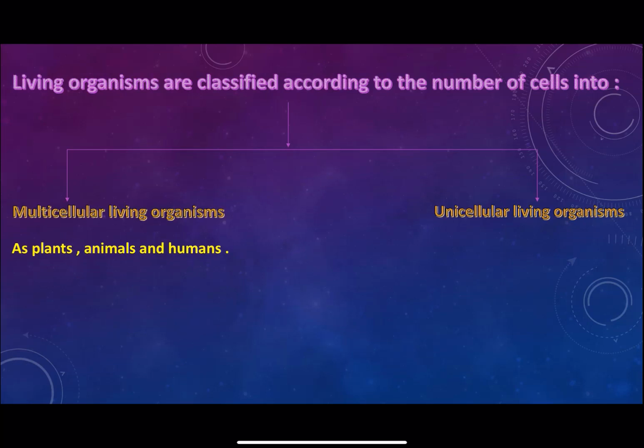Now I will illustrate the multicellular living organisms by giving examples. The multicellular living organisms are the plant body, animal body, and the human body, while the unicellular living organisms are bacteria and yeast fungus. We will return to multicellular living organisms, and I said that they have examples: the human body, the plant body, and the animal body.